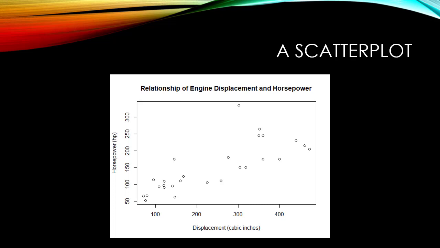In this case, each point represents an automobile. The point is placed on the scatterplot based upon the measurement of the two variables. For example, this automobile has an engine with a displacement of about 275 cubic inches. It also has a horsepower of around 180 HP. The location of this point on the plot tells us the measures of these two variables for this automobile.